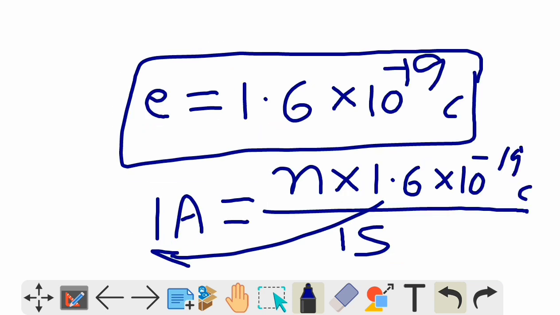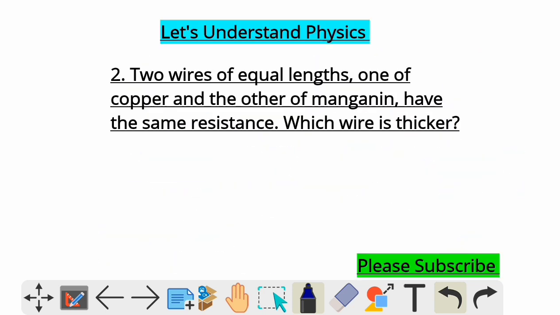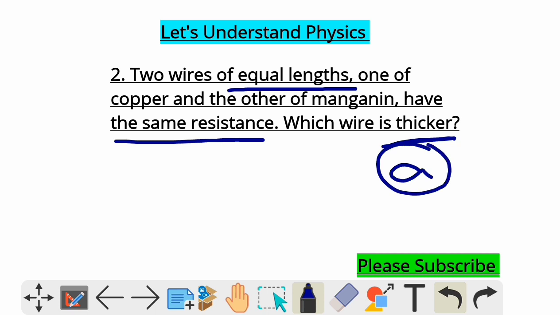Now let's see the second question. Two wires of equal length, one of copper and the other of manganin, have the same resistance. Here two conditions are given if you observe. Their lengths are equal and also they have the same resistance. Which wire is thicker? That is what you have to find. Thick means the area of cross section you have to know.